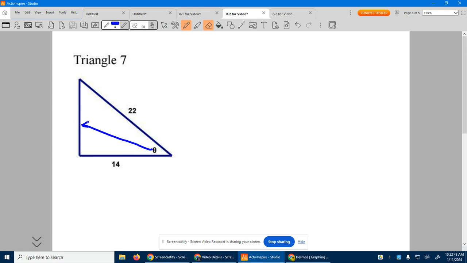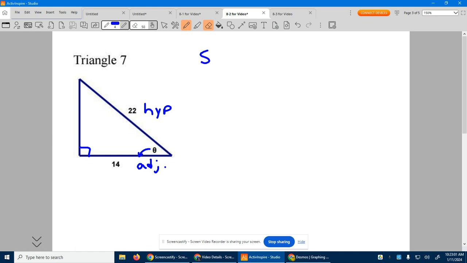Over here is your opposite side, which we don't care about. There's no measurement there, so that's not helping us. We have the hypotenuse here, which is always across from where the right angle is. And then we have this guy right here, which is our adjacent side. So we have adjacent and hypotenuse. So we need to think, hey, is that sine? Is that cosine? Is that tangent?